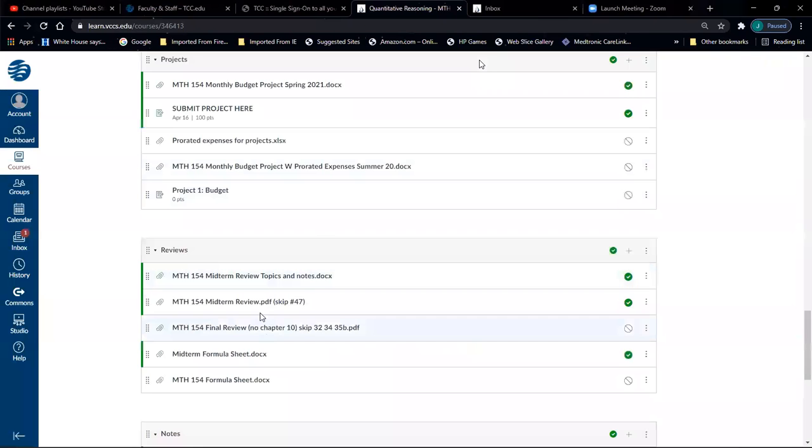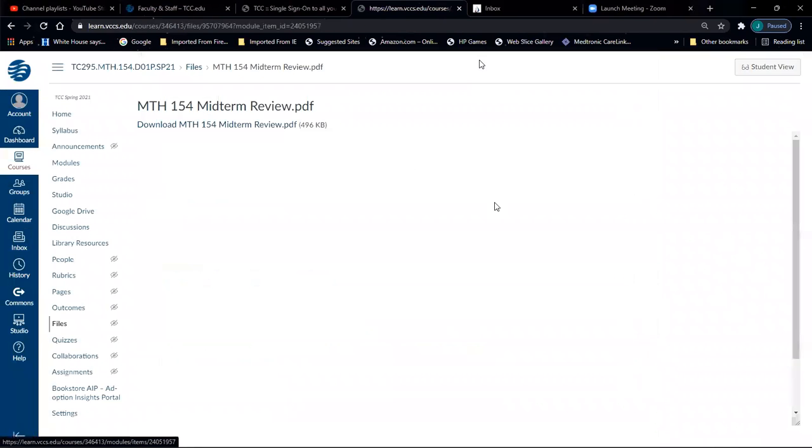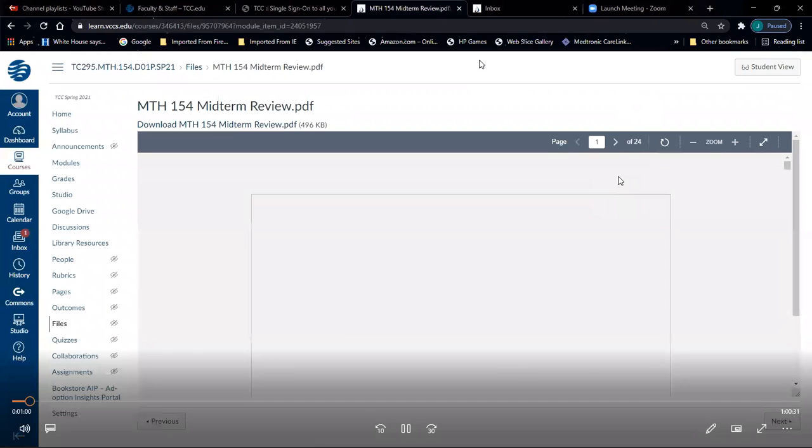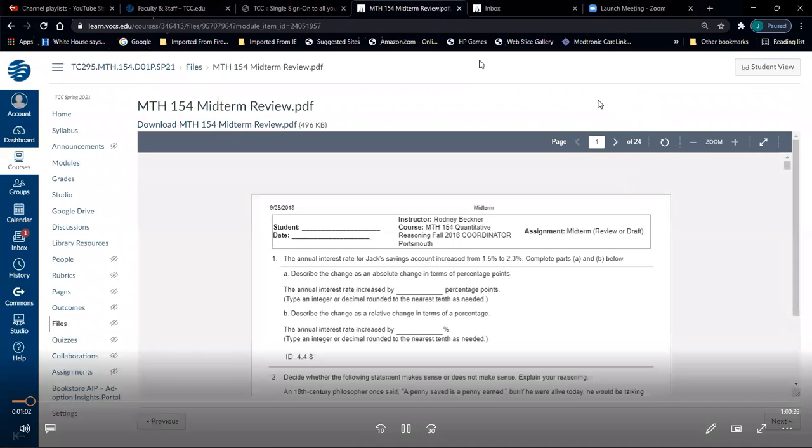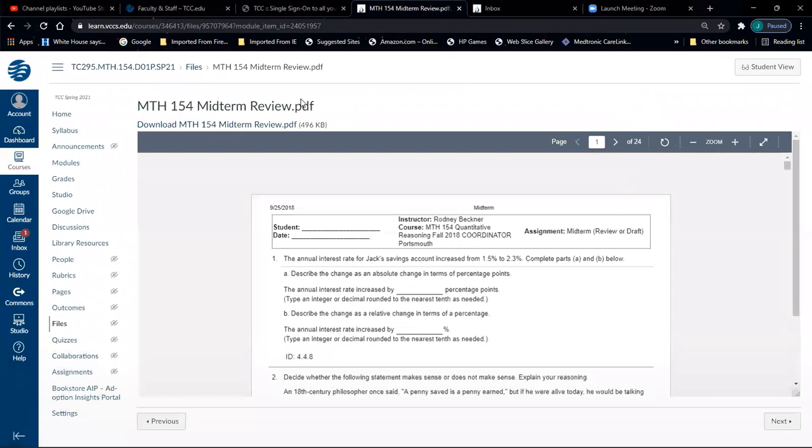I just want to make sure that my MDE 54 class saw where the midterm review was. Again, it's in your Math 154 course inside of Canvas. If you scroll down, probably about halfway, maybe a little past halfway, depending on how you have your tabs set up, if you collapse anything, if you have that option.